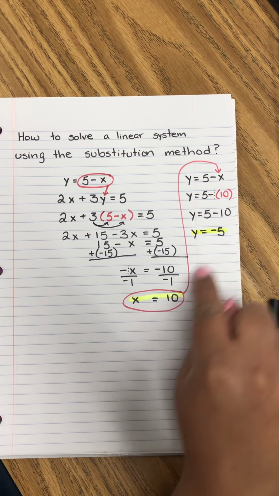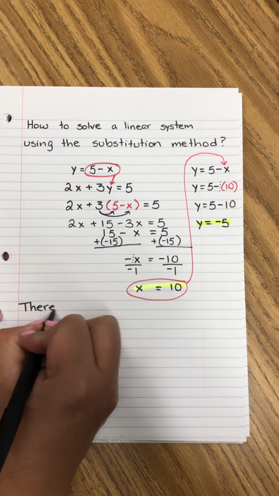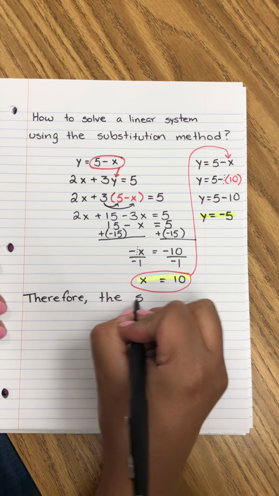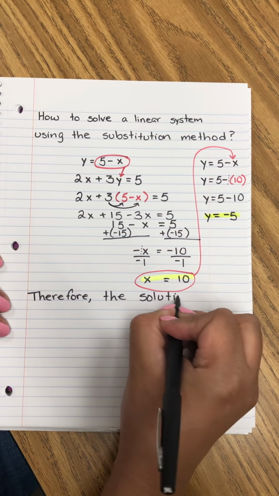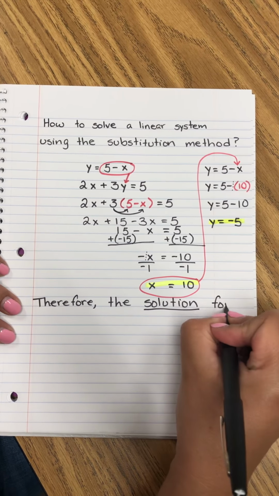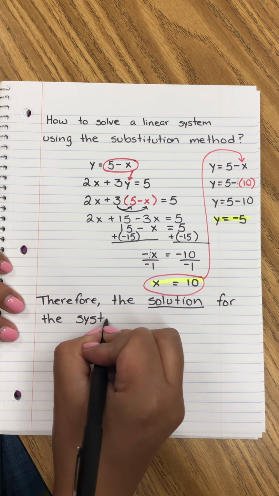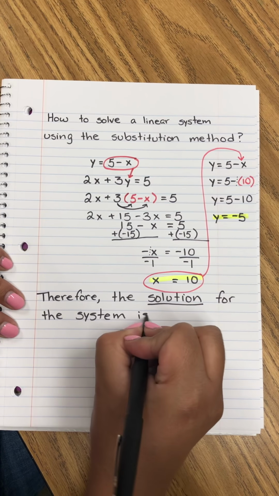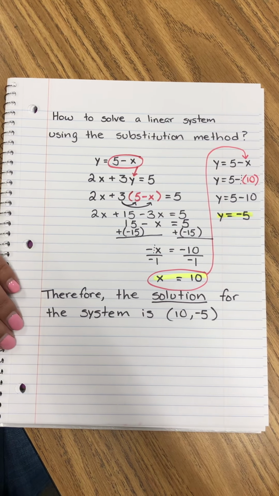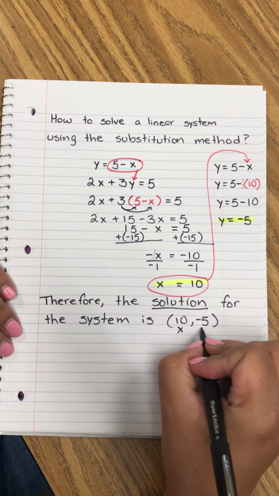But since I am not graphing, I say, therefore, the solution, instead of saying the point of intersection, for the system is 10, negative 5. A common mistake that I see students do is write their answer backwards. Remember that x comes first and then y.